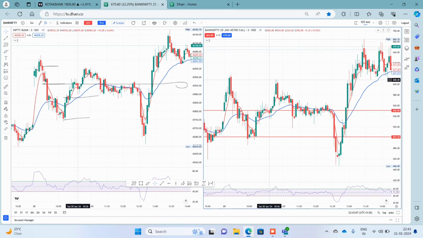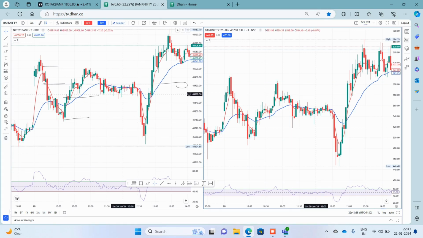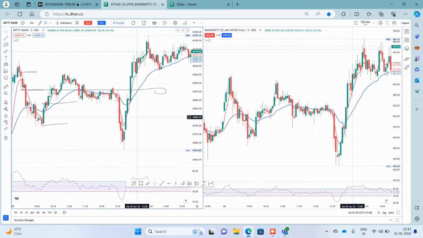Okay, how much upside did it go? 608. Is it a 1:1 trade? This is more than 1:1, but at 1:1 we are going to book minimum 50 to 60% quantity, the rest we are going to trail. Okay, this is another trade we got on Saturday. And the next CE trade we got on this candle. Okay, on this candle we got the next CE trade.